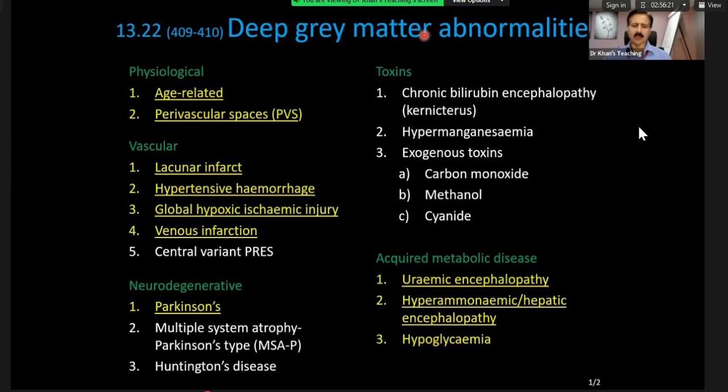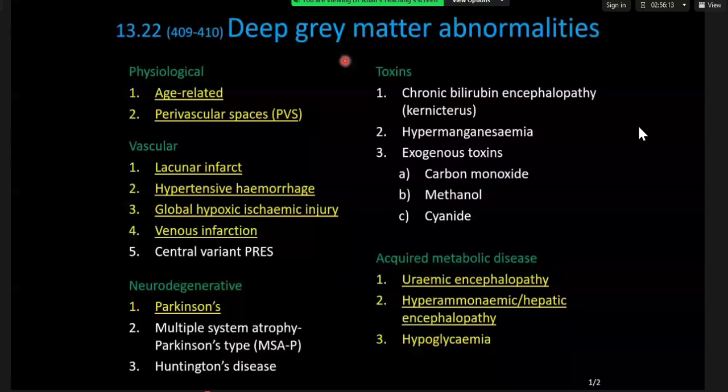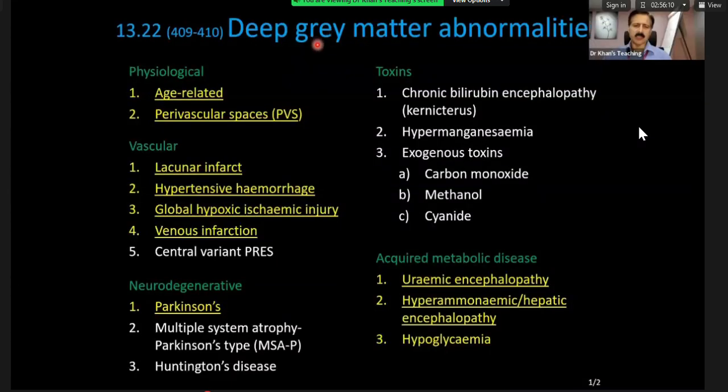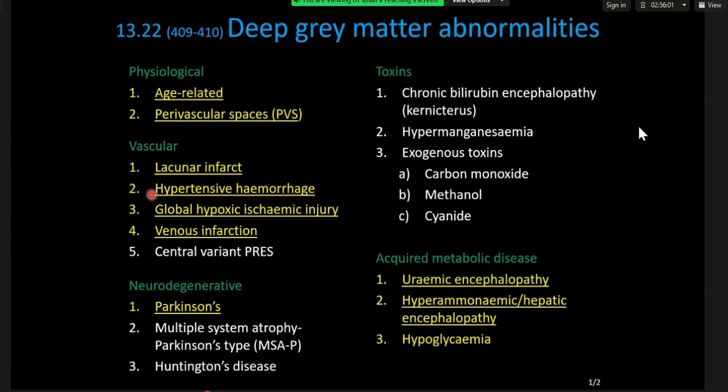Now, deep gray matter abnormalities. Look at this word, deep gray matter. So remember that basal ganglia is gray matter, thalamus is also gray matter. But here, in Chapman, what is meant is basal ganglia. And you can see it can have vascular causes, and some of these are potential exam cases. Venous infarction is a very important exam case, which I have showed you previously. Global ischemia, or near drowning, etc., can come in the exam. Neurodegenerative, forget about it for the 2B exam, luckily.